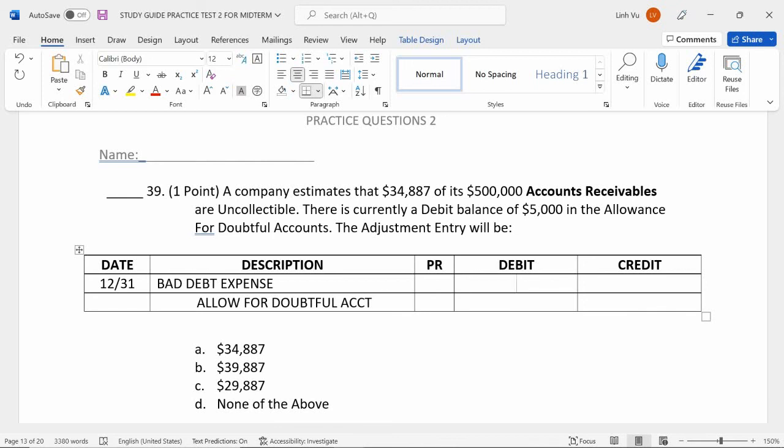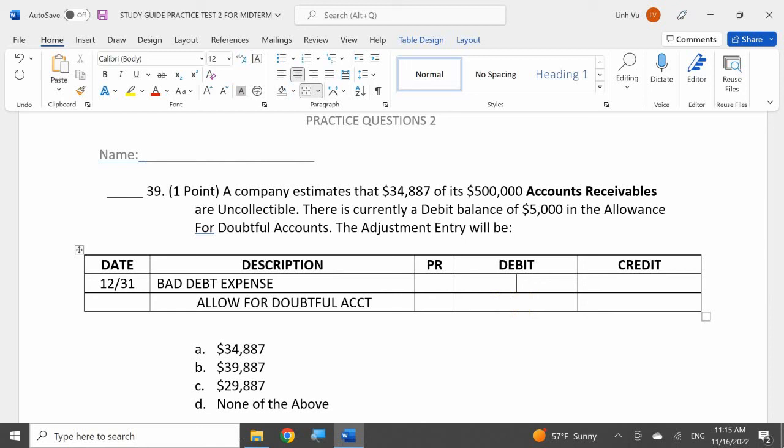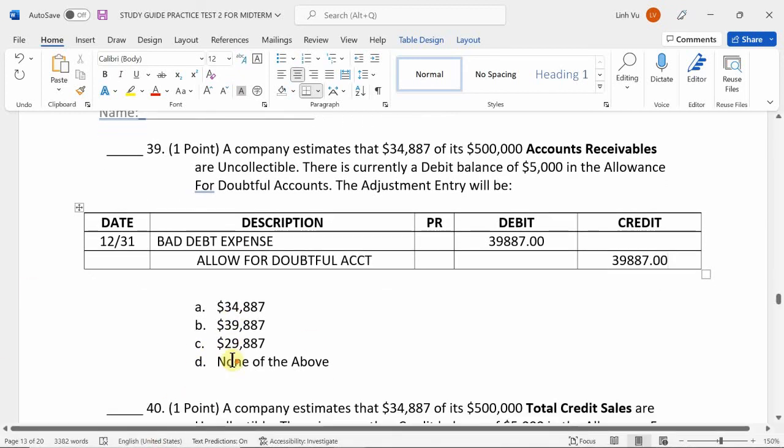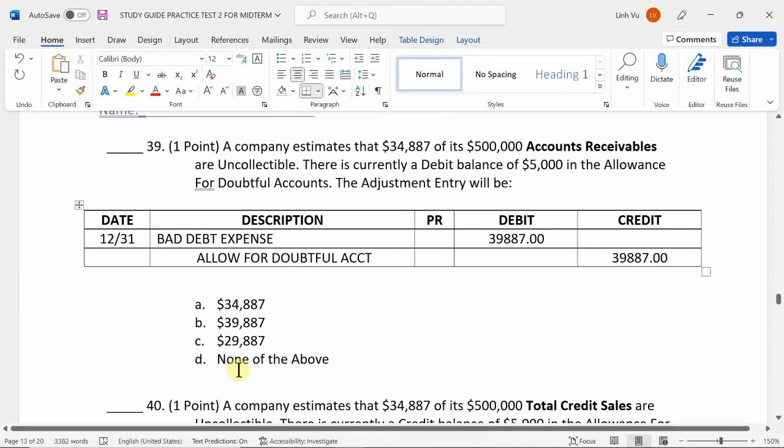So in this case, you have a debit balance, so that means you're on the left side, $5,000. You need to be on the right side, 34,887. So you're going to add those two values together and you're going to get 39,887. And so your correct answer is 39,887. Yes, and there it is, 39,887.